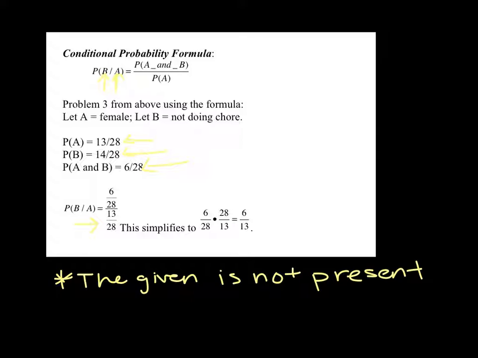So what happens when you divide by a fraction? You multiply by the reciprocal, which is right here. And when you multiply, it reduces to 6 over 13, which is what we found. So again, you would have to use this formula if there's not a chart or if the given was not present. You would have to find it.